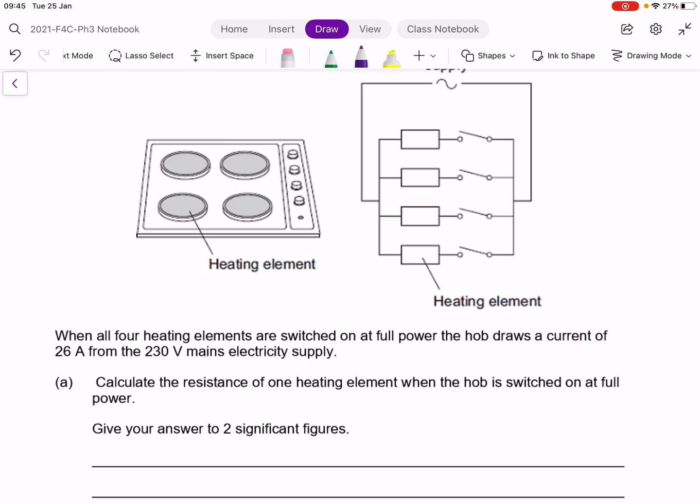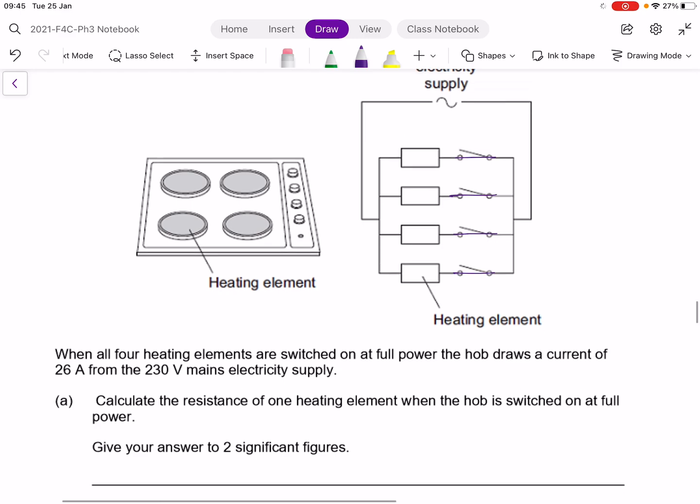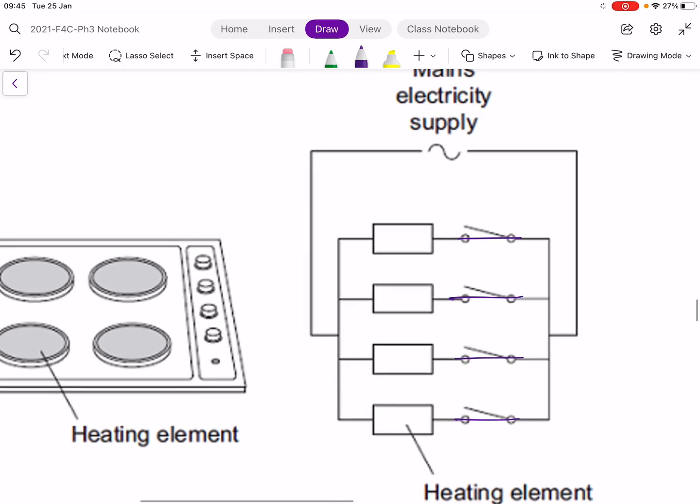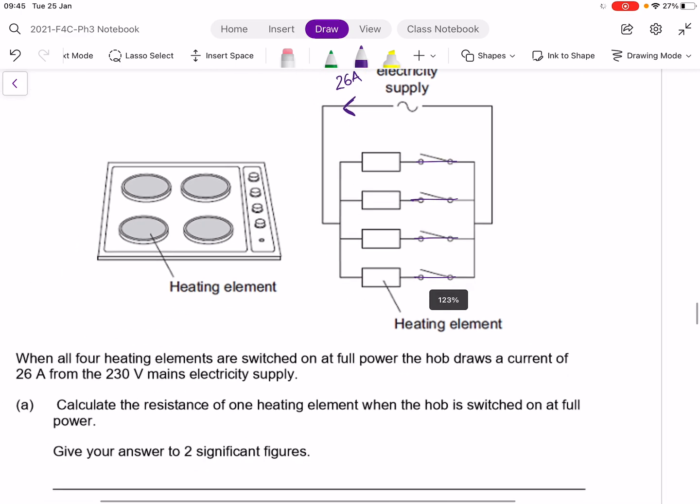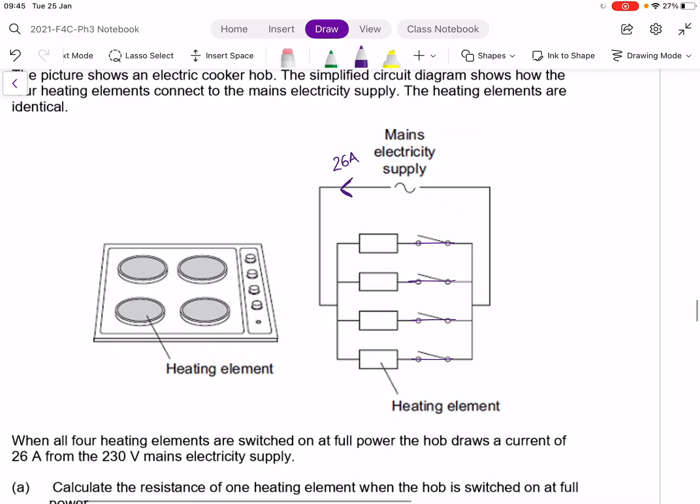Okay, so that would be all of these switches are closed. So it's running all of them at once. The hob draws a current of 26 amps. Right, so what that means is 26 amps is going to be drawn through here. And the voltage of it is 230. So this is 230 volts, or at least that's its average value because it's an alternating voltage.